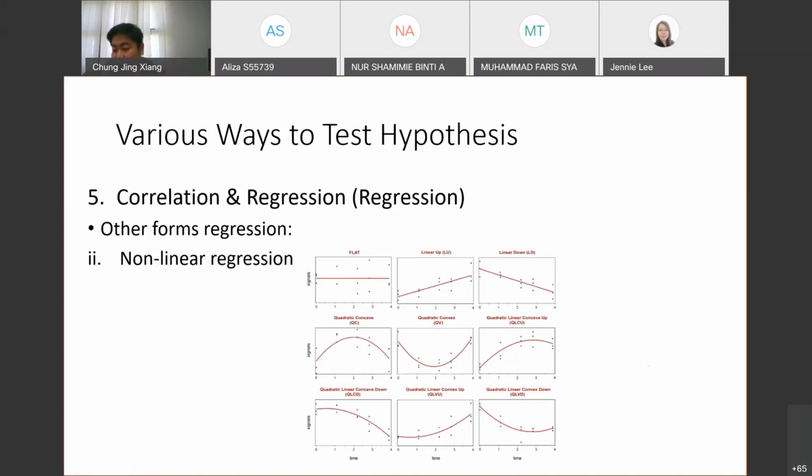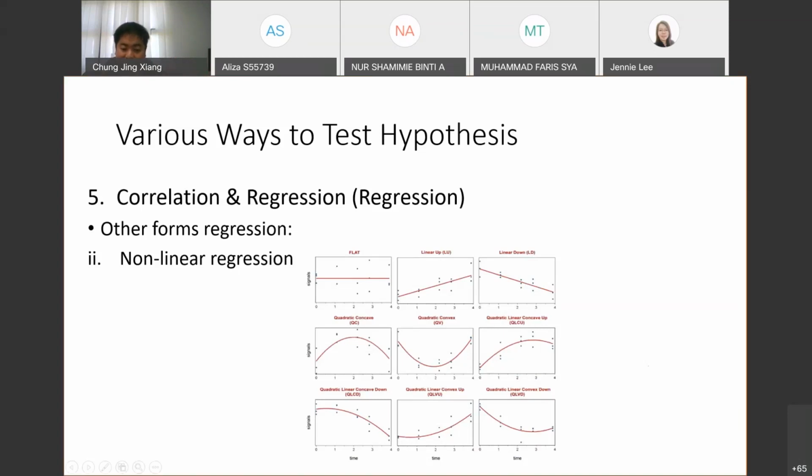When you want to draw the best fit line, you can usually use quadratic or some other method to draw the best fit line. So always visualize your data, then you see what the relationship actually is. Only then do you draw the line. So this is regression.